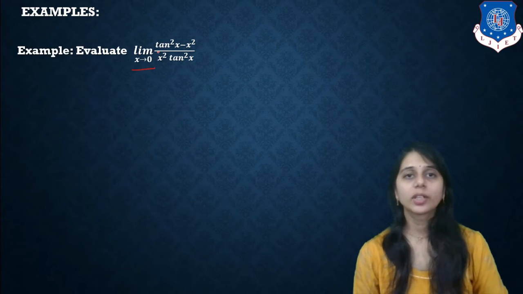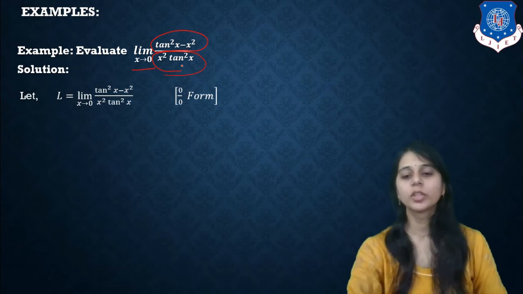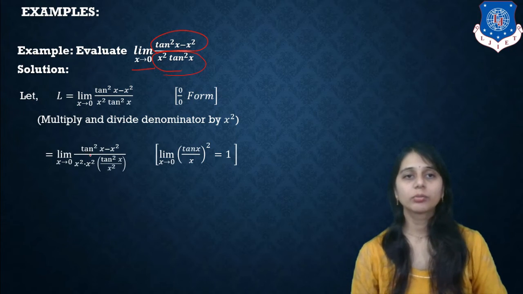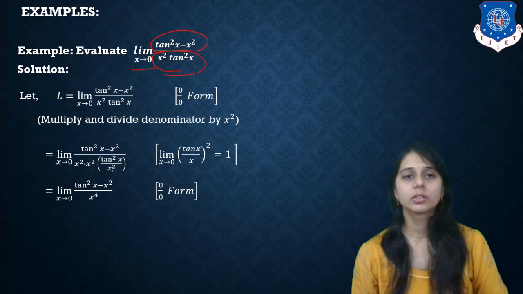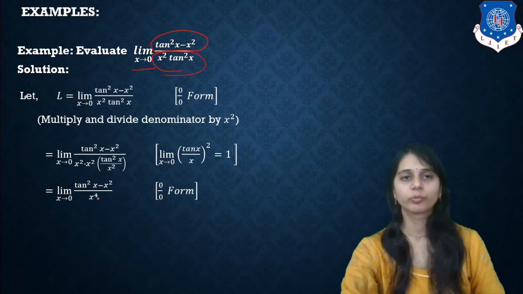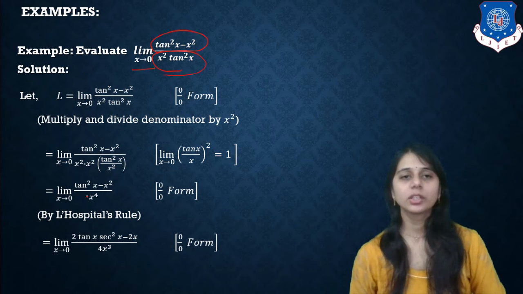Limit x tends to 0 of tan square x minus x square upon x square tan square x. Put x tends to 0, we are getting 0 by 0 form, so using L'Hopital's rule, multiplying and dividing by x square. So it is tan square x minus x square upon x raised to 4. What is the limit as x tends to 0 of tan x by x? It is equal to 1. Applying L'Hopital's rule, differentiate: 2 tan x into sec square x minus 2x upon 4x cubed.